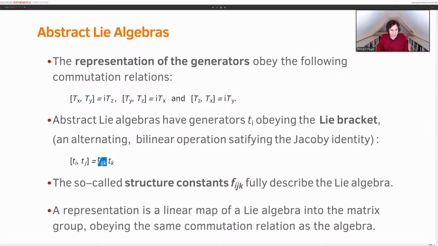And so here you have these so-called structure constants appearing, and how they are fully describes the Lie algebra that you're using. And now what's the difference between the abstract algebra and the representation of the algebra? The representation is a linear map of the Lie algebra into the matrix group. And the matrices that you use in this map, they must obey the same commutation relations as the algebra. Then they are a representation of the Lie algebra, sorry.